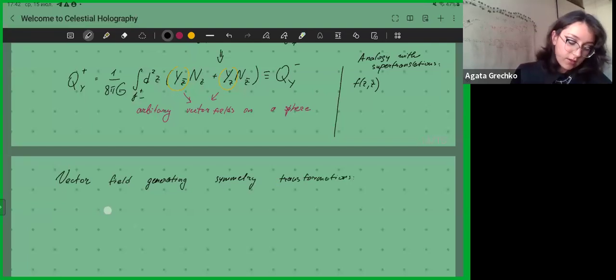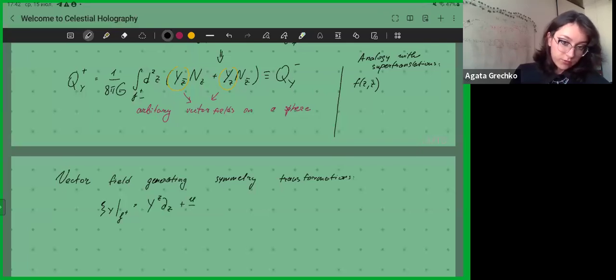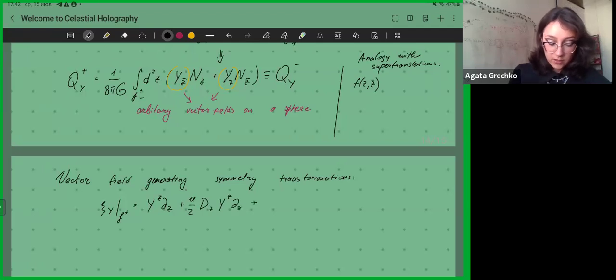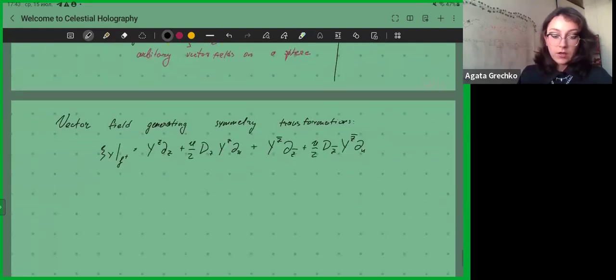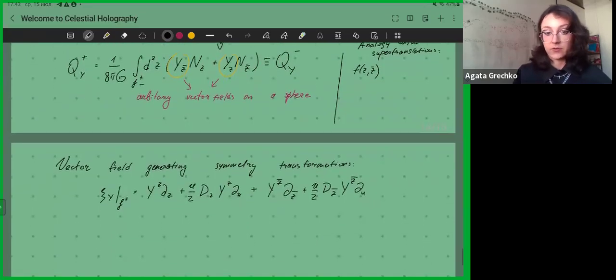We will denote it as, I don't like the letter zeta, so I will use Y, okay? So for example, Y on the sphere is the following thing: Y^z ∂_z plus u over 2 ∂_z Y^z ∂_u, plus the conjugated part. So ∂_z bar plus u over 2 ∂_z bar Y^z bar ∂_u. All right. And again, this is some new symmetry that preserves our metric.